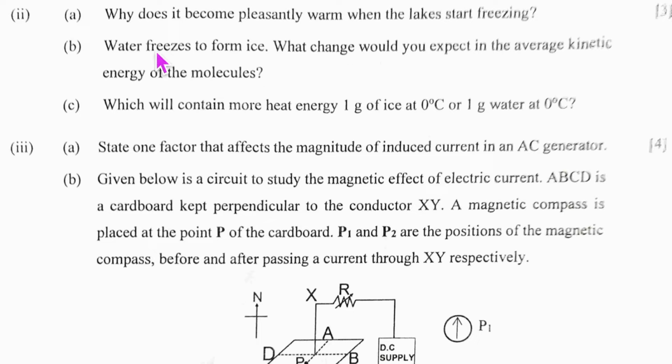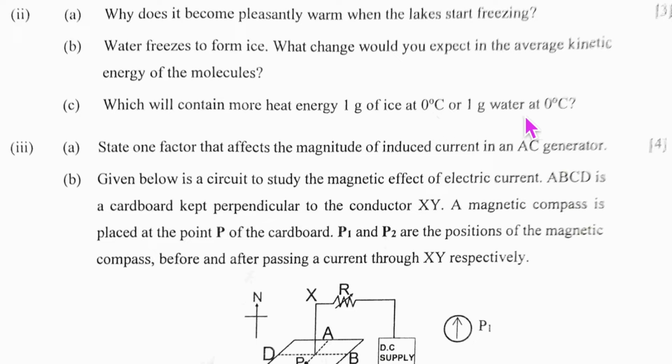Now when the water freezes, we will have no change in its temperature. And the average kinetic energy of the molecules is the definition for temperature. What change in the average kinetic energy means, what change in the temperature do you see? Nothing. You'll say there will be no change. Then which contains more heat energy, 1 gram of ice at 0 degrees or 1 gram of water at 0 degrees?